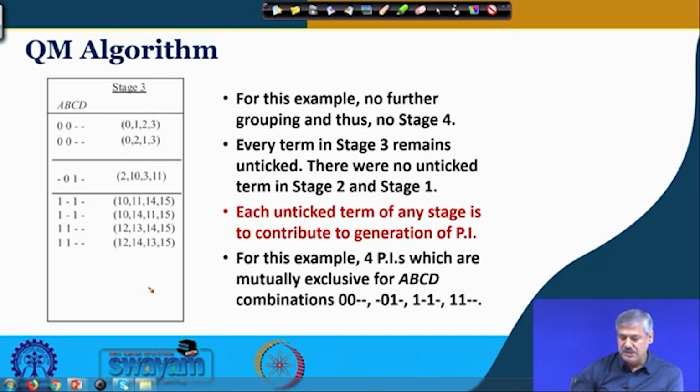Okay. So, in this example, these are the 4 prime implicants, mutually exclusive, because you see 10 11 14 15 and 10 14 11 15 are the same, okay, they mean the same. So, that is 1 dash 1 dash. So, they are not essentially different. So, basically these are the 4 terms that we get which will contribute to the prime implicant formation. Okay.